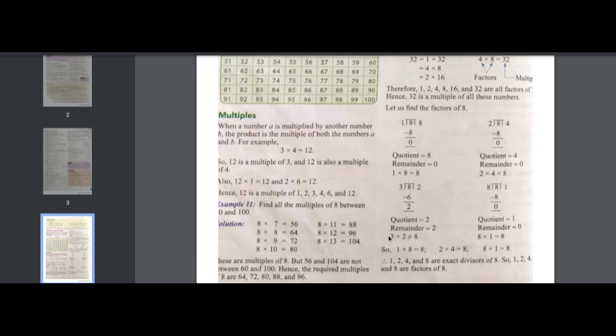For example, 8 twos are 16. It just starts after the 10. So we have to take our multiples of 8 till we get 100 or the nearby value of 100. So we got 96. This is the way we can find the multiples of 8. Now I understand it. Good, very good.